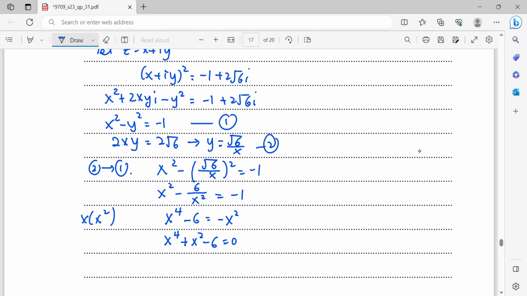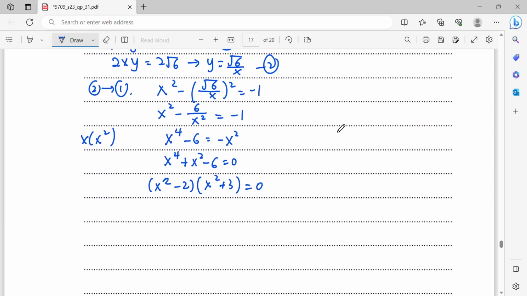Right? So now you can just do the factorization. Instead of x squared, it now becomes x to the power of 4. So my factorization will be (x squared minus 2) times (x squared plus 3) equals 0. So from here, x squared minus 2 equals 0, or x squared plus 3 equals 0.